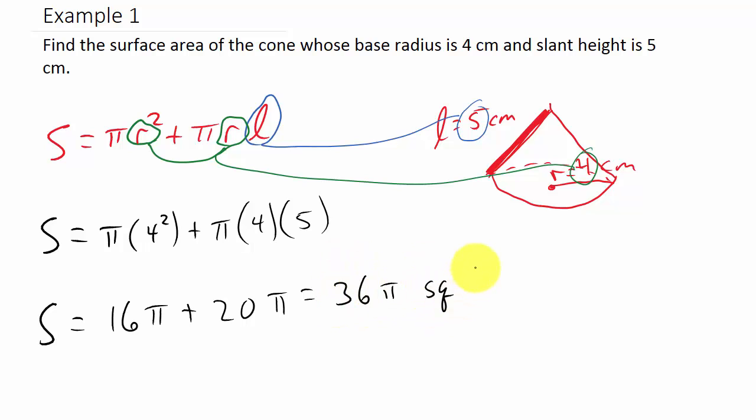Since we're talking about surface area, that's going to be square centimeters. Another way you could write square centimeters is centimeters squared. Now we can also take this, punch it into our calculator, and put it as a decimal. If we punch that in our calculator, we would get 113.1 square centimeters, and that's rounding to 1 decimal place. All right, so let's take a look at another one.